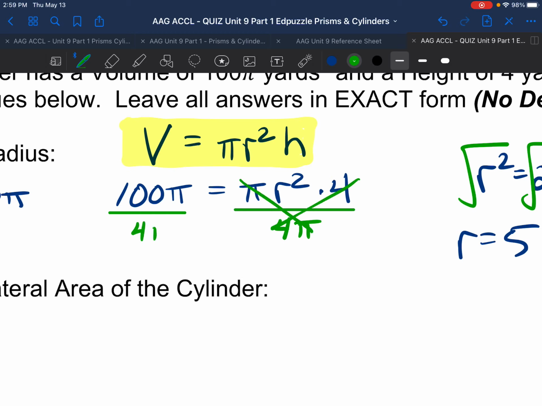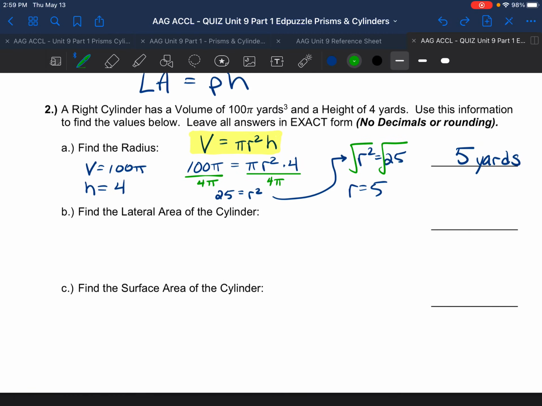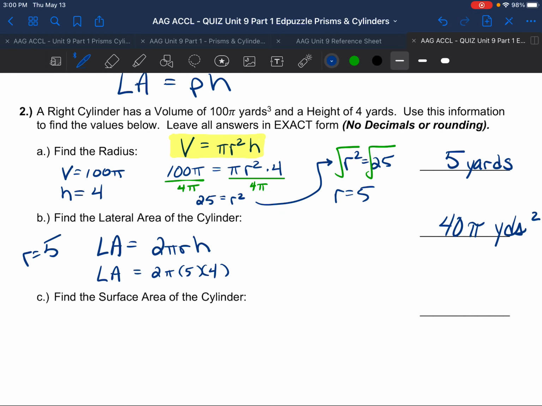What I do to one side, I do to the other, and then that's going to leave us with r squared equals 25. All right, so our radius turns out to be 5 yards. Okay, so now we still know that the volume is 100 pi, the height is 4, and now we know the radius is 5 yards. Next question, find the lateral area of the cylinder.